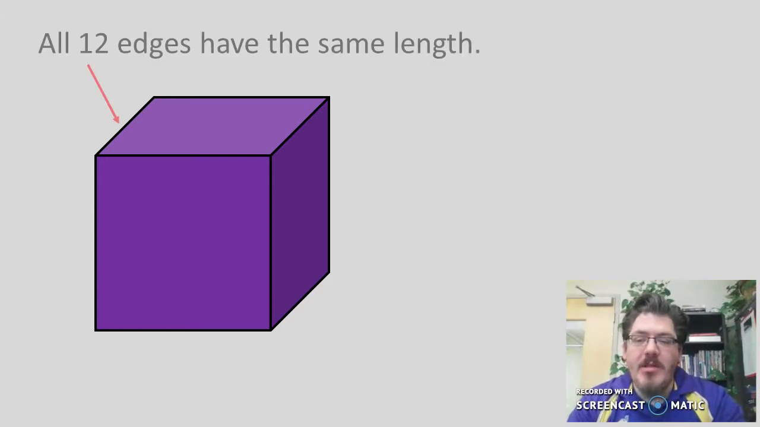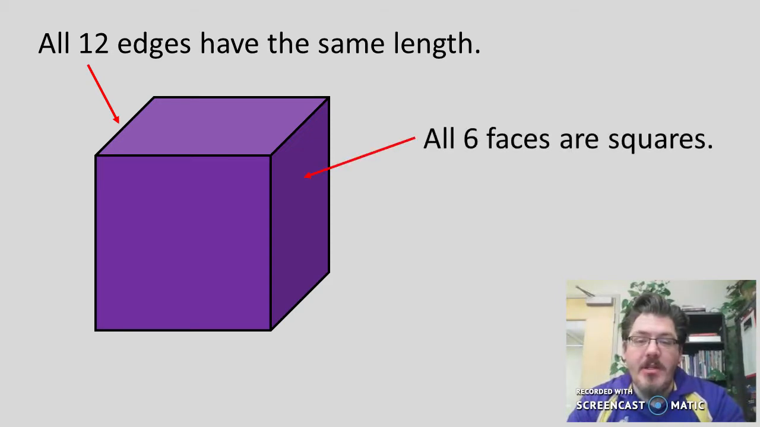Your child might notice that all 12 edges are the same length. Your child might also notice that the cube has 6 faces that are all identical squares. He or she might observe that the cube has 8 corners or vertices. These are the basic yet very important observations to make about a cube.